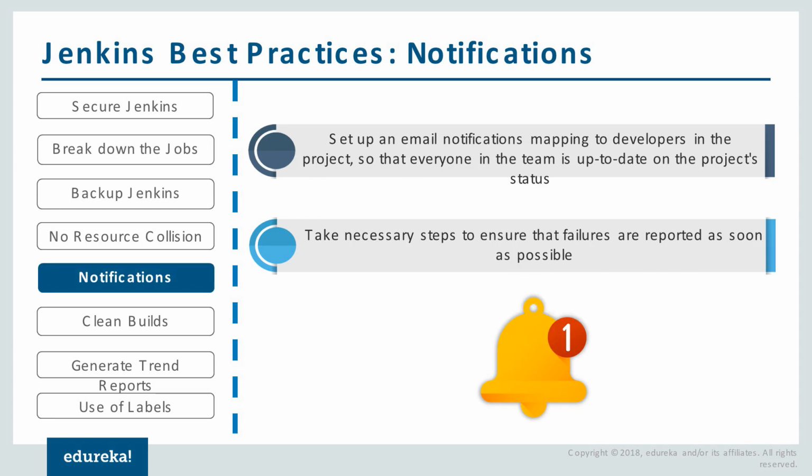Of course, you should set up proper email notifications mapping to developers in the project so that everyone in the team is up to date on the project's status. And yes, all these stakeholders should be notified whenever something goes wrong, ASAP, so that they can take quick actions and necessary steps to ensure that failures are reported as soon as possible and fixed by the respective team members.